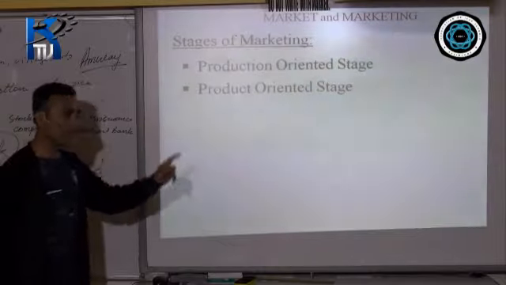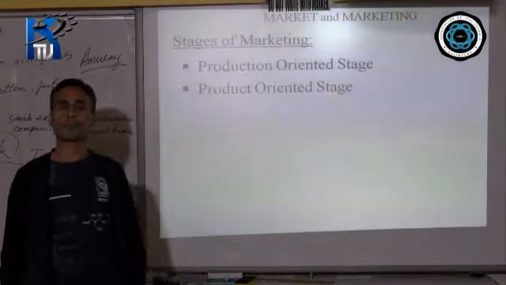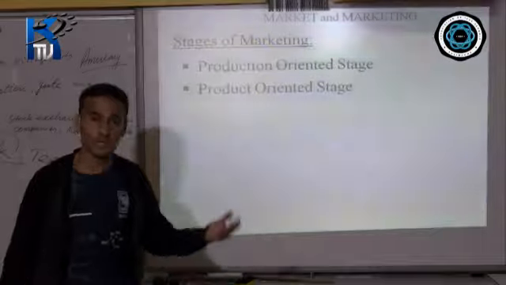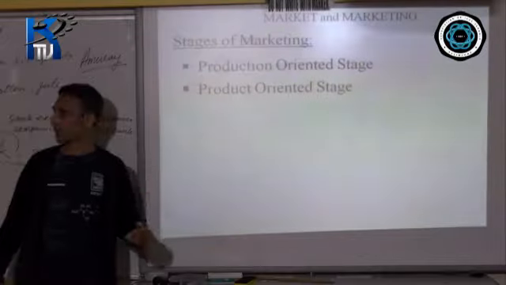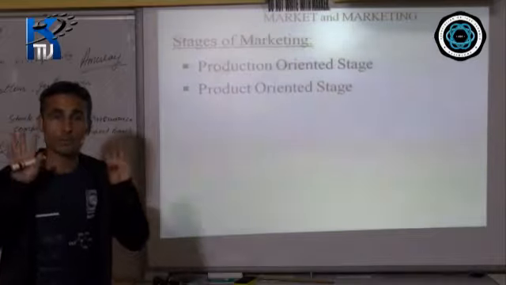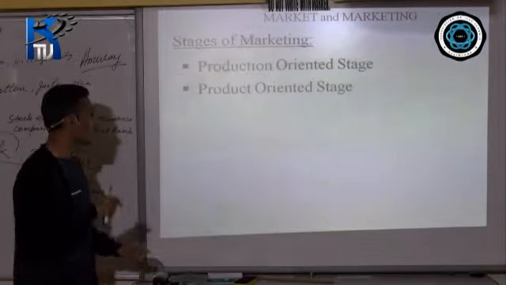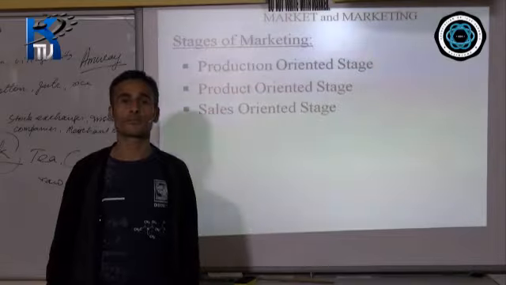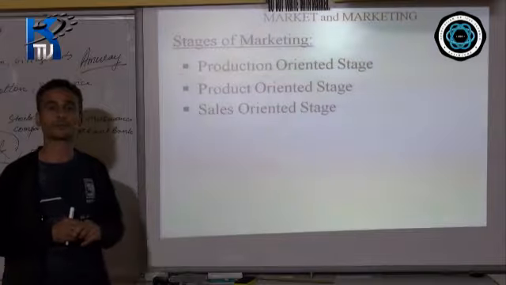Why? As time passed by, many firms joined the production process. Varieties of products were produced in the market. There were lots of different kinds of products available to the consumer. They had lots of choice. So the problem was how to sell. So you had a next stage called the sales-oriented stage. Here the biggest problem was how to sell the product.